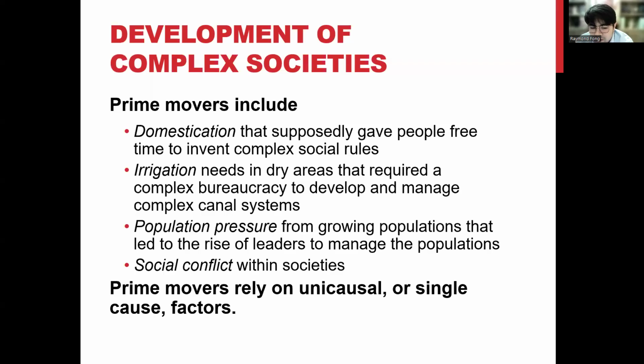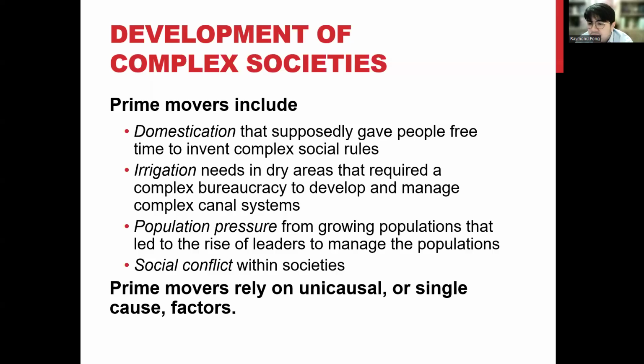Population pressure, this one's pretty obvious. Growing populations led to the rise of leaders to manage populations. Because there are so many people, they needed people to manage them, and that's how that came about, right? You have leaders. And finally, social conflict within societies, right? Social conflict is very obvious. If I spent all my life trying to grow these tomatoes and someone just came in and stepped on my tomatoes, I'll probably stab them in the eye. That's not the right way to do things. If everyone does that, then the whole society is going to be chaos. So social conflict probably was another prime mover.